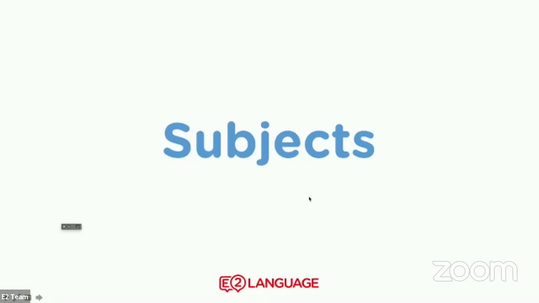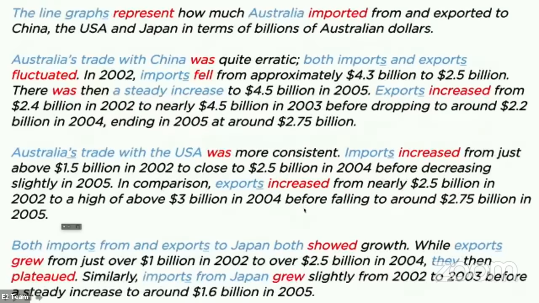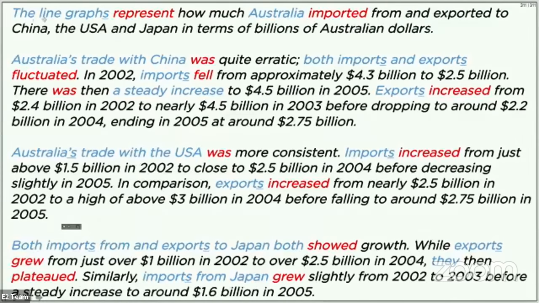Subjects. Okay, let's get the subjects of the sentence right. Because also what you're going to find is the subject influences that verb. So the line graphs, more than one. How many were there? There were three. So the line graphs represent, no S. Okay, Australia imported. Here's another subject. And you start to see the subject-verb relationship here. The line graphs represent. Australia imported. Australia's trade with China was, there's the verb, there's the subject.